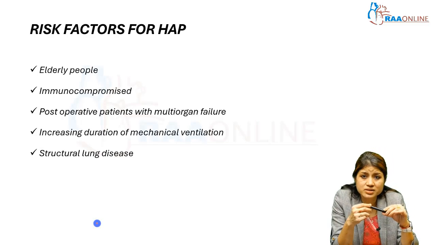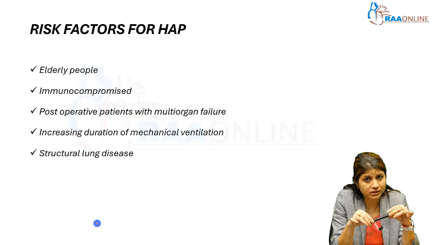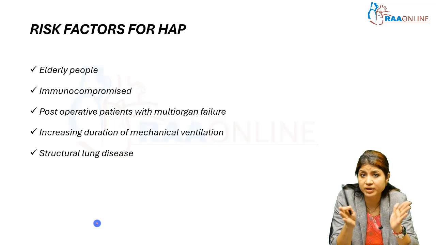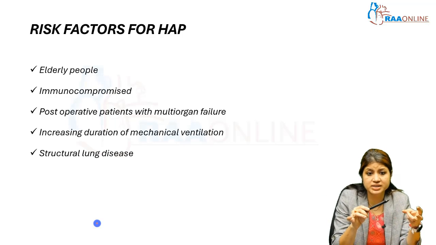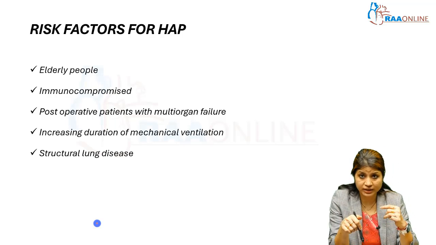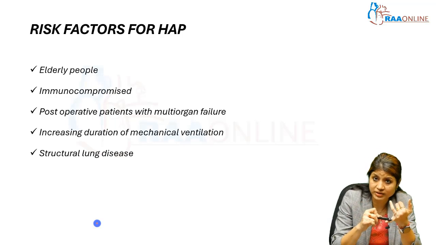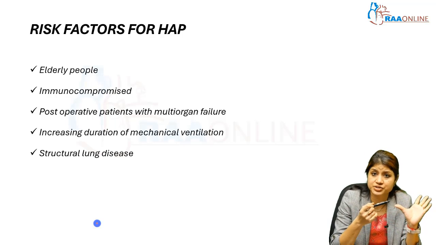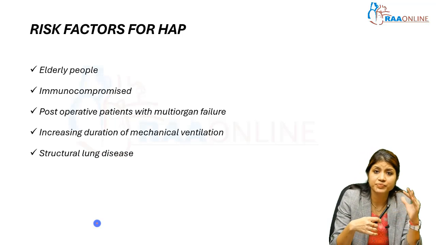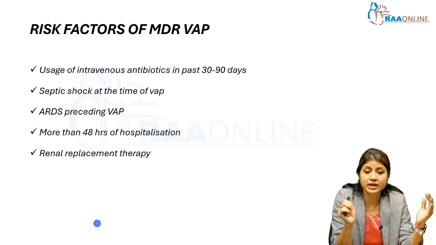So what are the risk factors for hospital-acquired pneumonia? It can occur in elderly people or those of atypical age, immunocompromised patients with postoperative lung failure or postoperative multi-organ failure, especially when there is basal lateral atelectasis of the lung, or an increased duration of mechanical ventilation, or you are a patient with some structural lung disease. Then you are at risk and prone to developing hospital-acquired pneumonia.